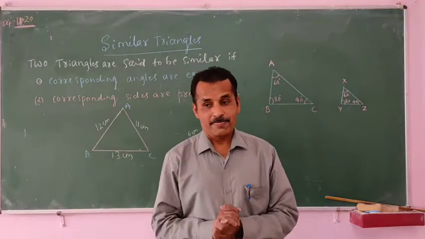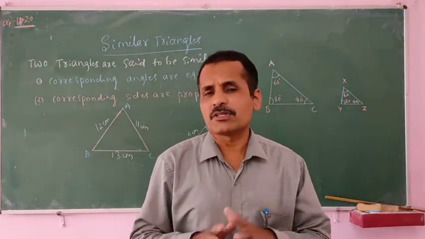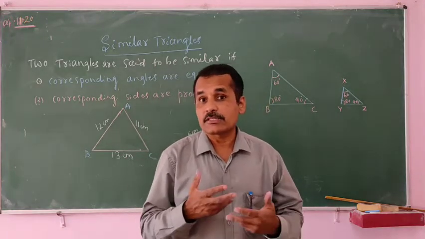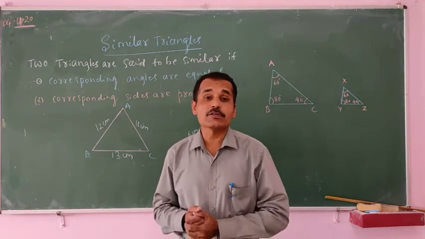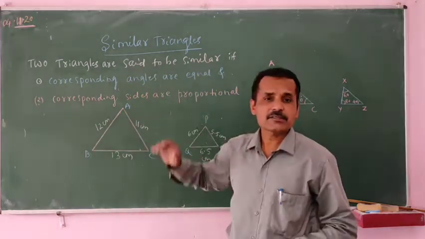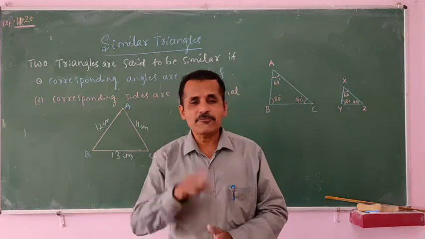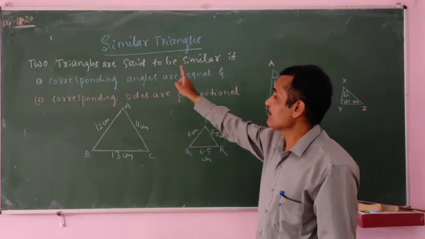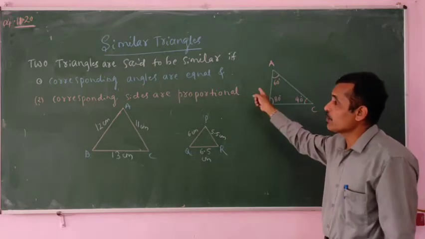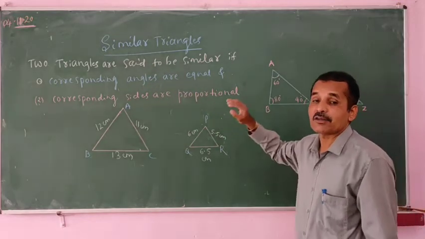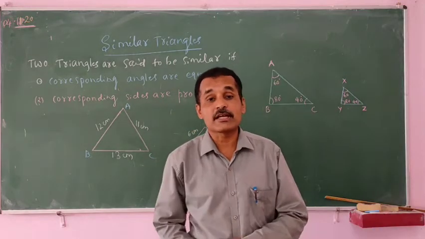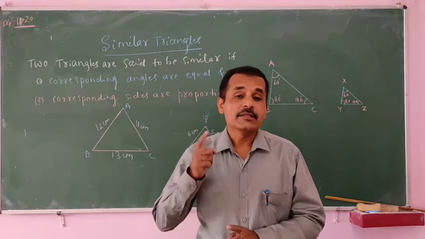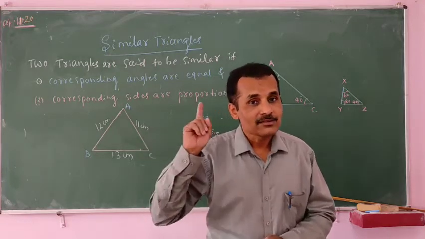Okay, students. Now, after discussing similar circles, similar squares, similar polygons, we will discuss similar triangles. No doubt the definition is the same. What can I say? Two triangles are said to be similar if the corresponding angles are equal and the corresponding sides are proportional. When these two conditions are satisfied, then we can say the triangles are similar.